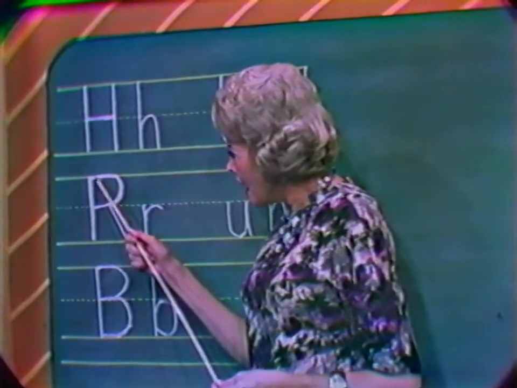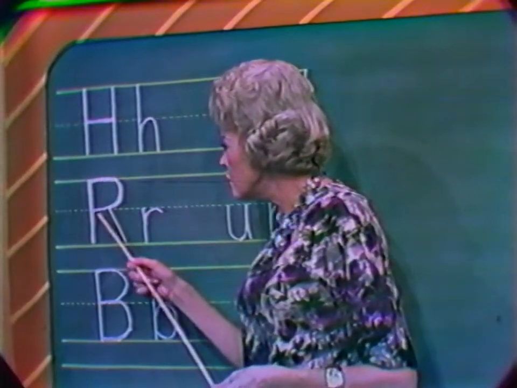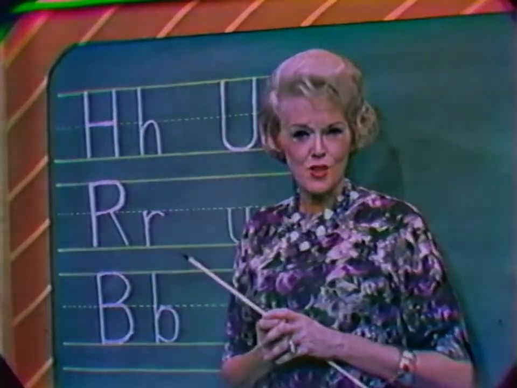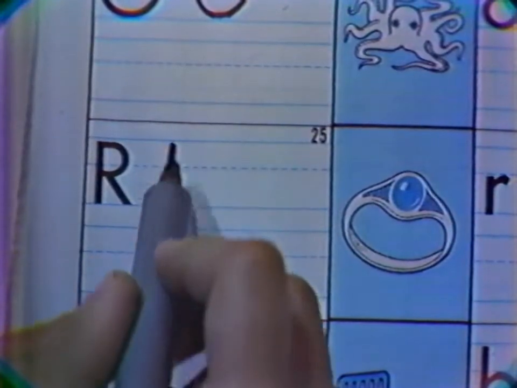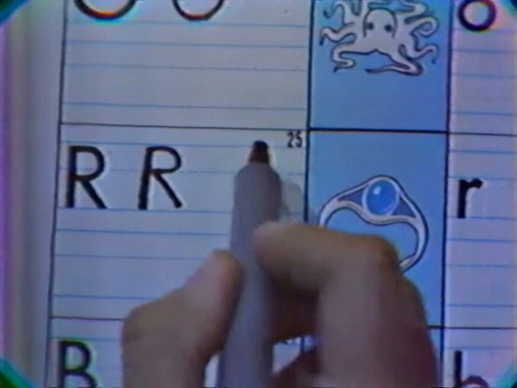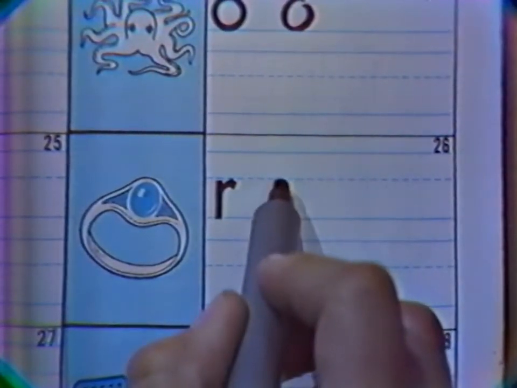All right, now we have capital R, as in ring. And it's a straight line from top to bottom, and then very carefully a half circle to the middle and slant. All right, you write it. Straight line, half a circle around to the middle and slant. Good. Now small r starts halfway between our lines. Straight line and then just a little curve.